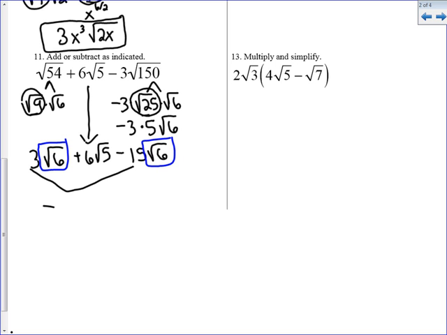So I have negative 12. Carry through that square root of 6 plus 6 square root of 5. Can I combine those two together? No. One of them ends with a square root of 6. One of them ends with a square root of 5. If those aren't the same on the end, you can't combine any part of them. So we have two terms left here.